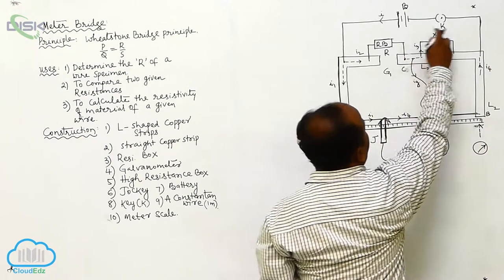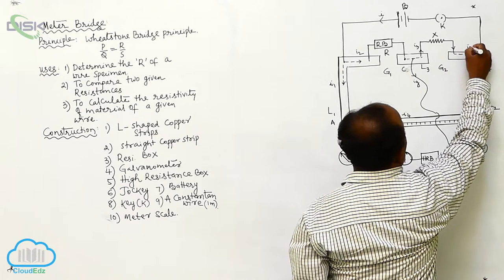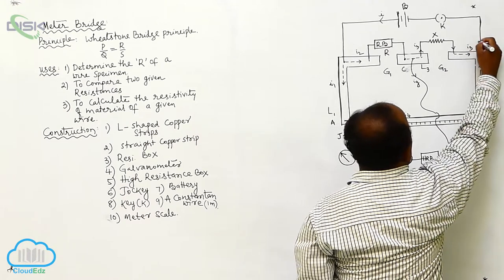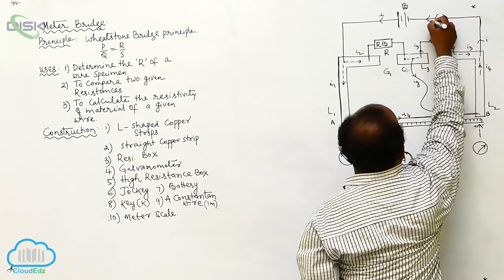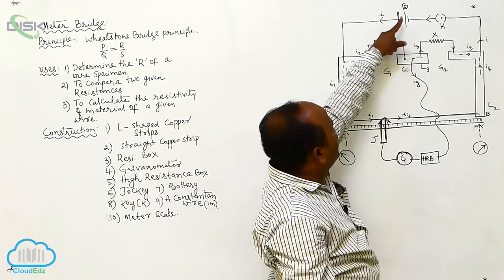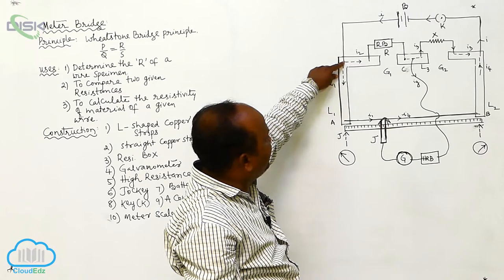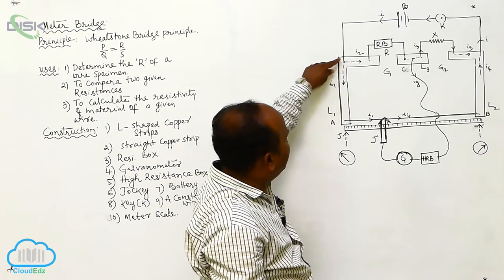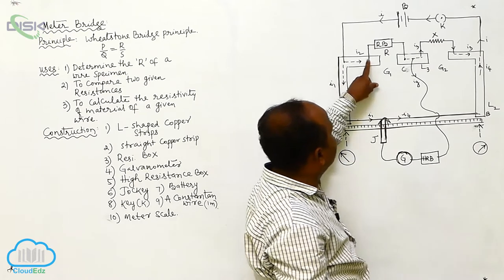Now I3 current is passing like this. I3 current and I4 current both are combined to reach the negative terminal. Now once again, battery B drives the current here. At this point, the current is going to be divided. Some of the current, I1, is passing through like this, and I2 is passing like this.